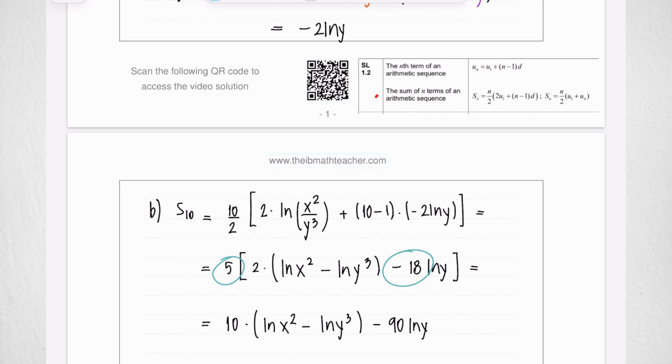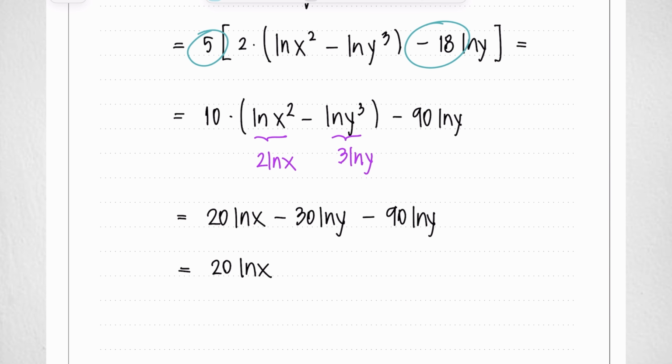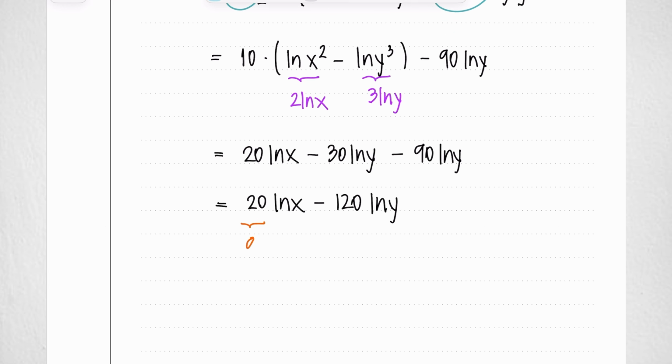Now, by rewriting this as 2 ln of x and this as 3 ln of y, we get 20 ln of x minus 30 ln of y minus the 90 ln of y. And the final answer is 20 ln of x minus 120 ln of y. Therefore, our a is 20 and our b is negative 120. And that's all there is to it.